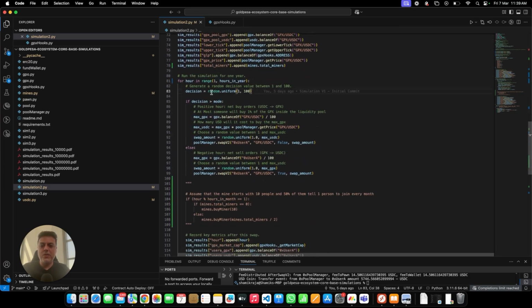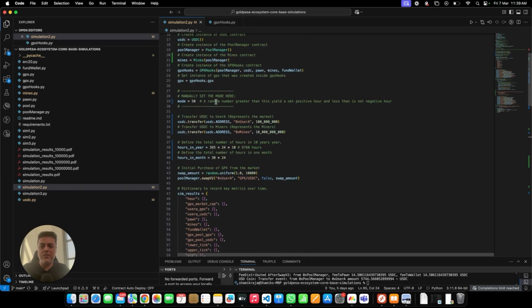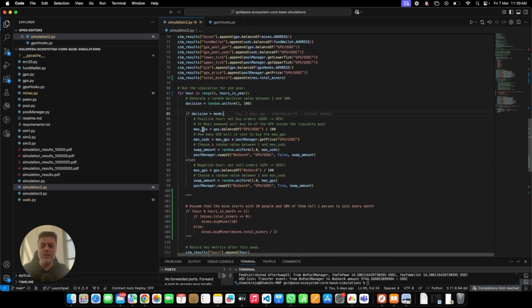Then what we're doing is we're taking a random number between 1 and 100, and we're saying that if this random number is greater than mode, which is 50 in this case, then we're going to consider it a buy order. And if it's less than mode, we are going to consider it a sell order. This is a way of us being able to say that 50% of the time people are going to buy, 50% of the time they're going to sell.